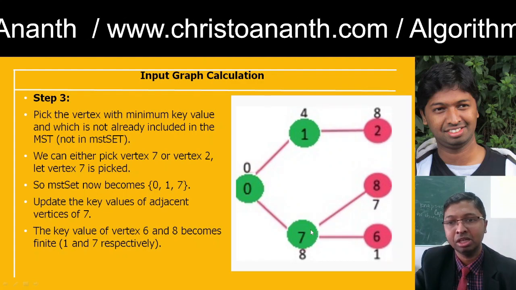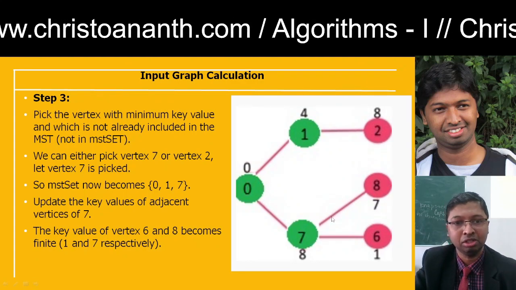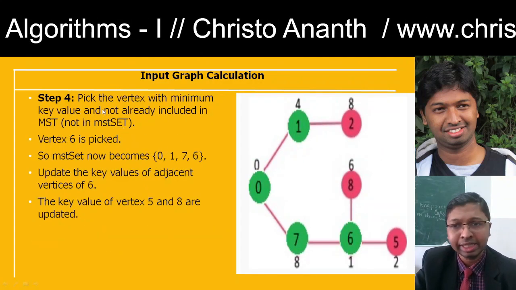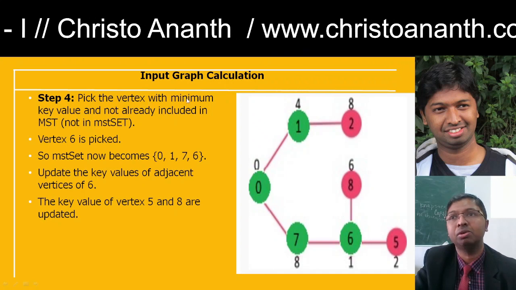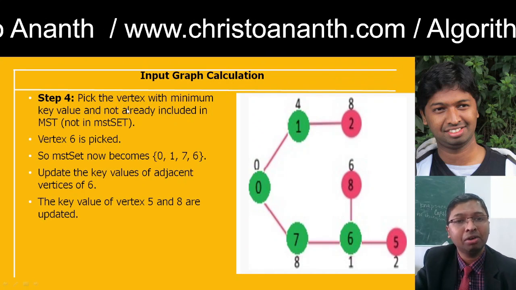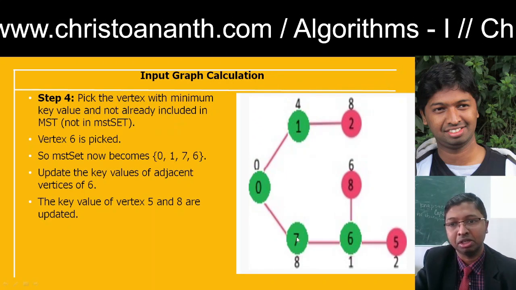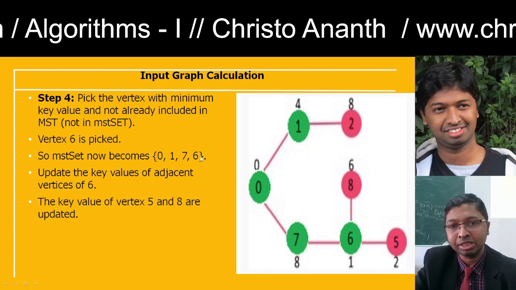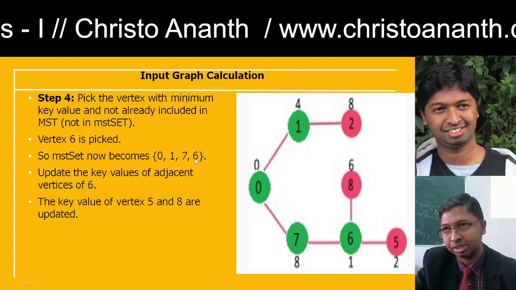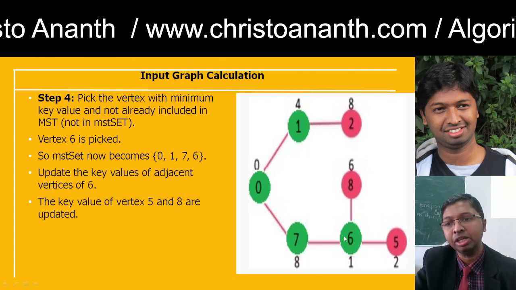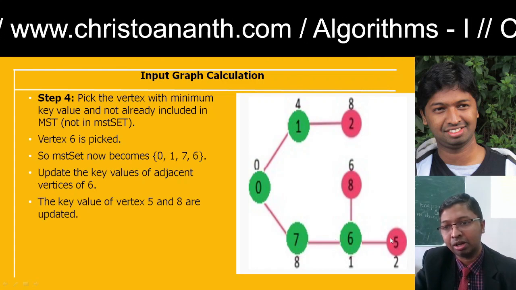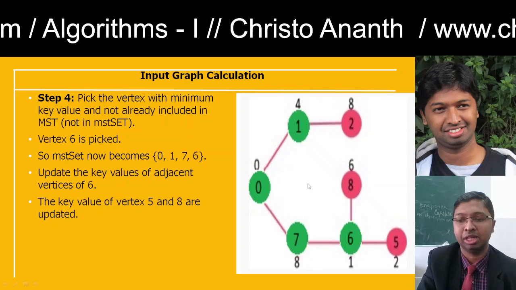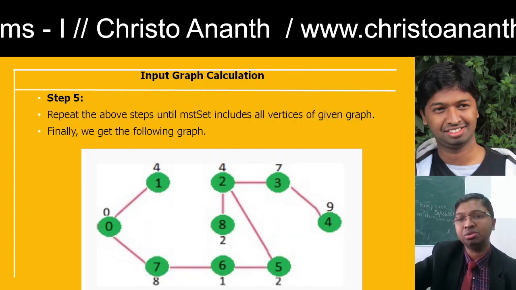Adjacent means, corresponding to 7 you will have 8 and then 6. So you are going to update it. Then you have to pick the vertex with the minimum key value that is not included in the set. Adjacent to 7 you have 6, but 6 is actually included already. 0, 1 and 7 are there. The adjacent values 5 and then 8 have their key values updated. So you try to do all of this.